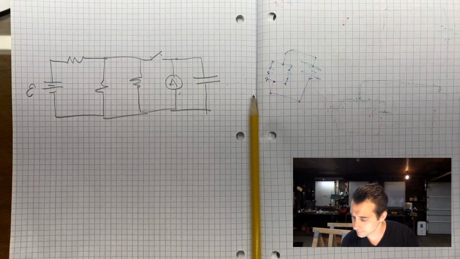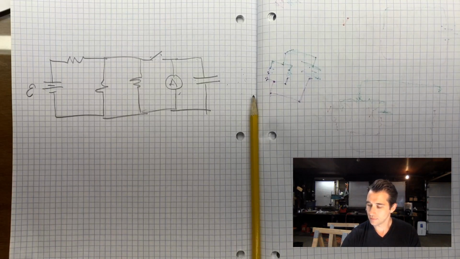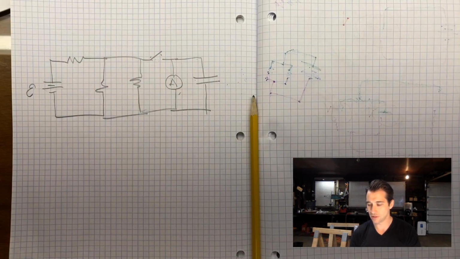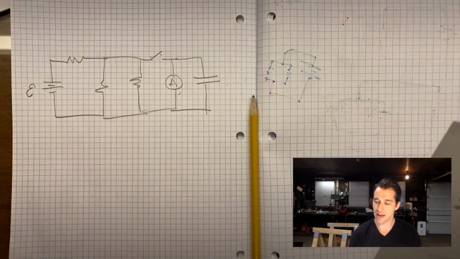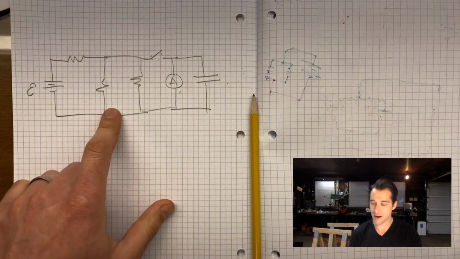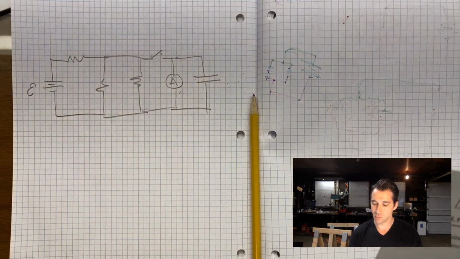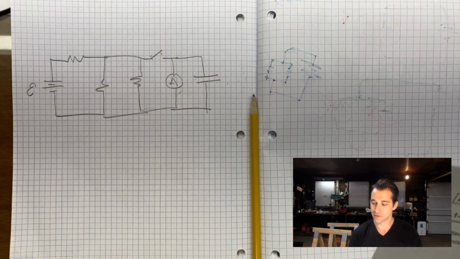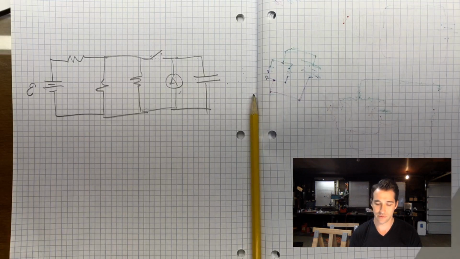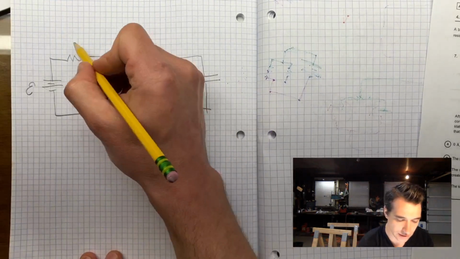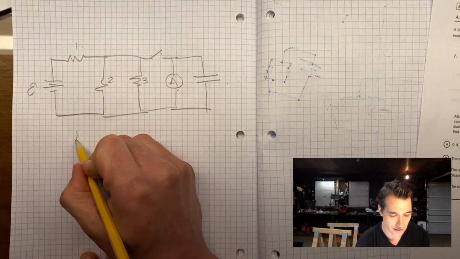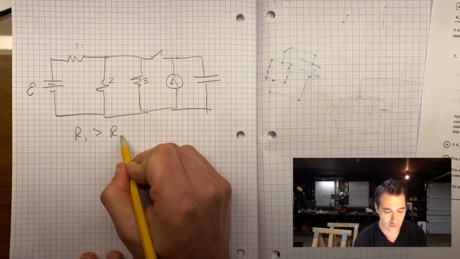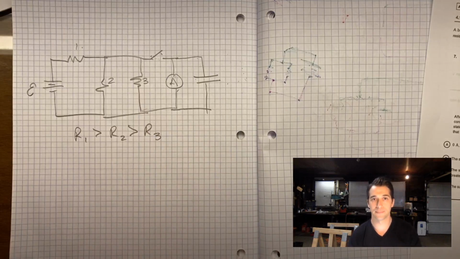And they tell us some information here. Let's read what they tell us. A battery of EMF E, or epsilon, is connected to 3 resistors, a switch, and a capacitor, as shown in our diagram. The resistance of resistor 1 is greater than that of resistor 2, which is greater than that of resistor 3. So let's write these. I didn't put my numbers in here. 1, 2, 3, and this is the biggest, so I should say R1 is greater than R2, which is greater than R3. Okay? Maybe it'll be important.